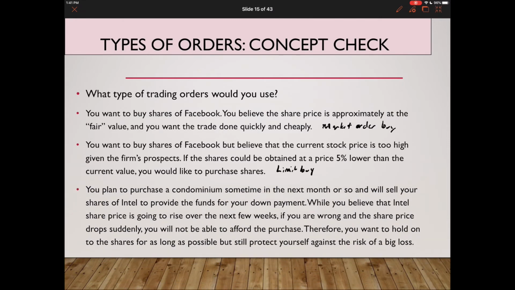Third example, you plan to purchase a condominium sometime in the next month or so and will sell your shares of Intel to provide the funds for your down payment. While you believe that Intel share price is going to rise over the next few weeks, if you are wrong and the share price drops suddenly, you will not be able to afford the purchase. Therefore, you want to hold on to the shares for as long as possible, but still protect yourself against the risk of a big loss. What type of order would you put in?